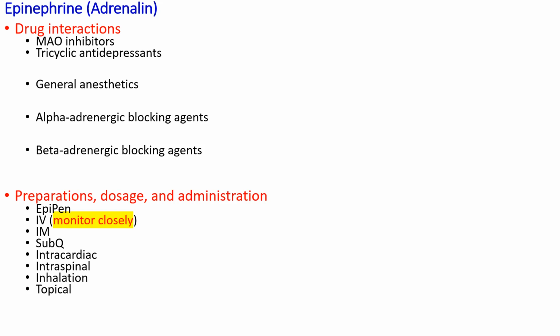Then general anesthetics: drug interaction with general anesthesia, causing tachyarrhythmias. Drug interaction with alpha adrenergic blocking agents, like we just went over, the phentolamine, Regitine, as an alpha blocker. And beta adrenergic blocking agents, or beta blockers, like metoprolol or propranolol.